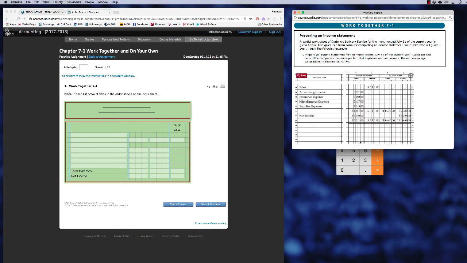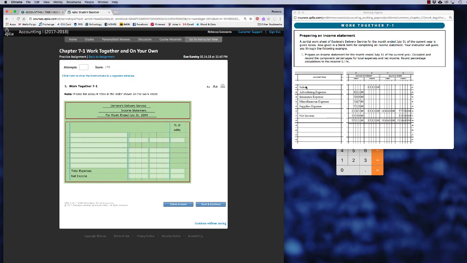The first thing we want to fill out is our heading. On our first line, we do our company name, which in the instructions it says Darlene's, so we'll put Darlene's. We are making an income statement, so we're going to put income statement. And our last item is our date, and so it says for the month of July 31st, we will do for month ended July 31st. Now we're going to be listing out all the accounts on our income statement column from the worksheet.